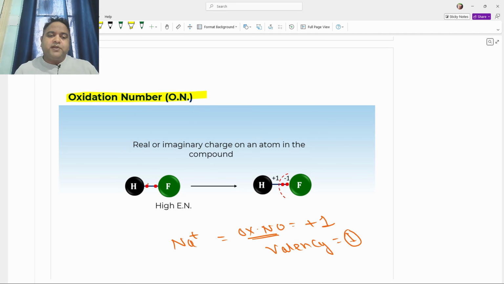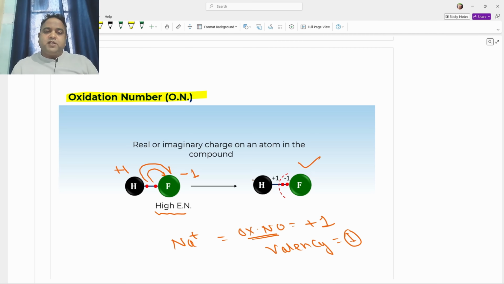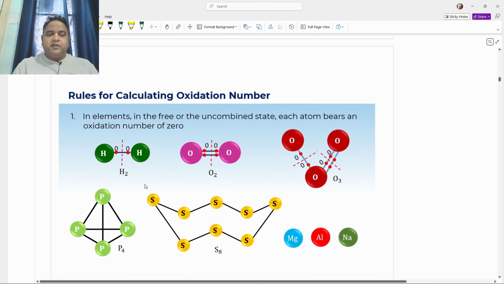Let a bond be formed between hydrogen and fluorine. We know that fluorine is going to be more electronegative. Fluorine will pull the electron towards itself, but at the same time the hydrogen electron is also counted on the side of the more electronegative element, so fluorine will carry -1 and hydrogen is going to carry +1. Got it? Now see, we always count the electron towards the more electronegative element.